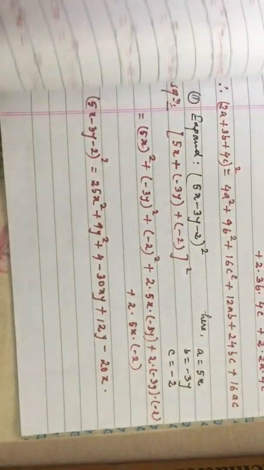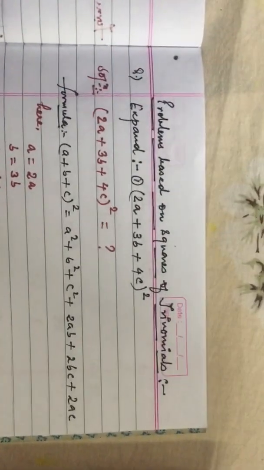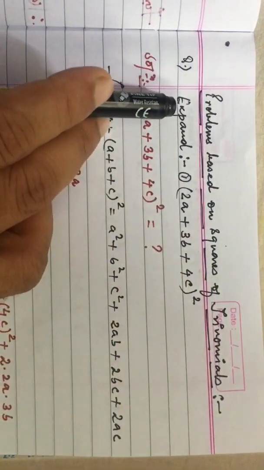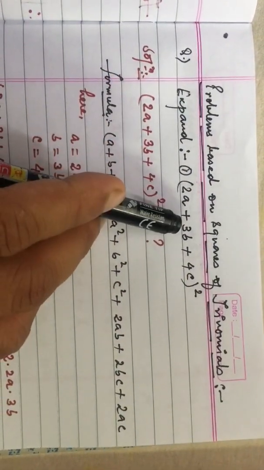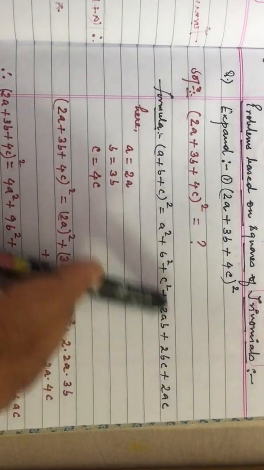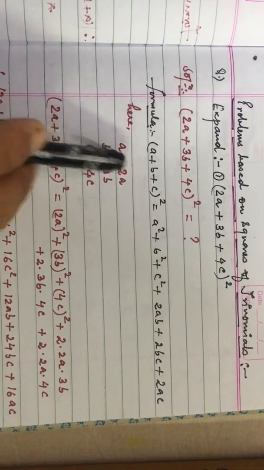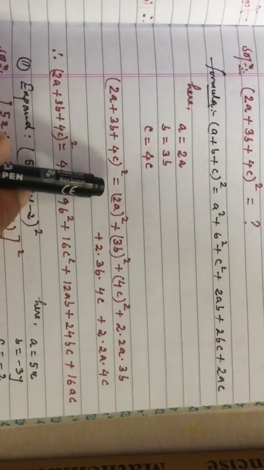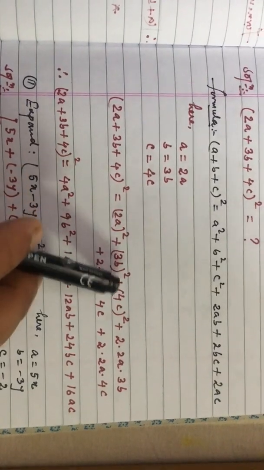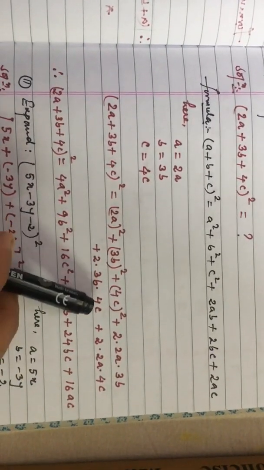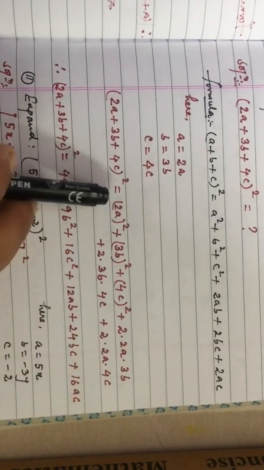Now see some problem based on this. Problem based on squares of trinomials. The question is: expand 2a plus 3b plus 4c whole square. The same formula I have written here. So you can suppose a is 2a, b is 3b and c is 4c. Now expanding the formula, a square plus b square plus c square plus 2ab, 2bc, 2ac.